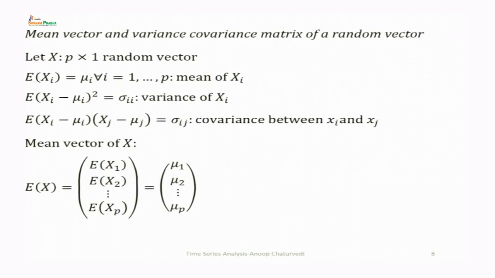Now, we define mean vector and variance covariance matrix of a random vector. Suppose x is a p cross 1 random vector and expectation of x i is equal to mu i for all i equal to 1 to p. So, mu i is the mean of x i. Expectation of x i minus mu i square is equal to sigma i, which is the variance of x i. Similarly, the covariance between x i and x j is equal to sigma i j. Then mean vector of x is defined as expectation of this vector x equal to expectation of x 1, expectation of x 2, so on, expectation of x p, which is equal to mu 1, mu 2, mu p. So, this vector mu 1, mu 2, mu p is the mean vector of random vector x.